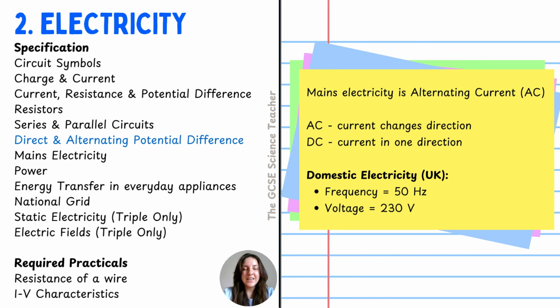Mains electricity is alternating current. Alternating current, AC, is current that changes direction, whereas DC or direct current is current that goes in one direction. Domestic electricity in the UK has a frequency of 50 Hz and a voltage or potential difference of 230 volts.